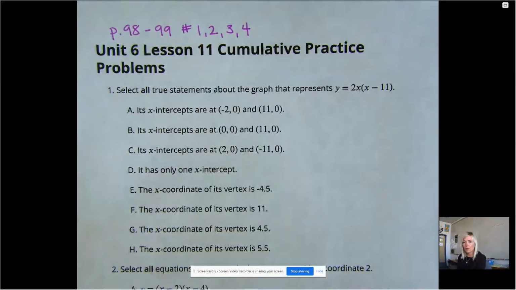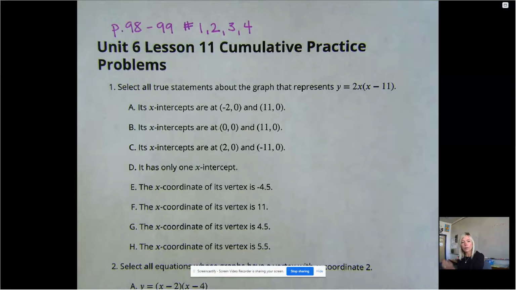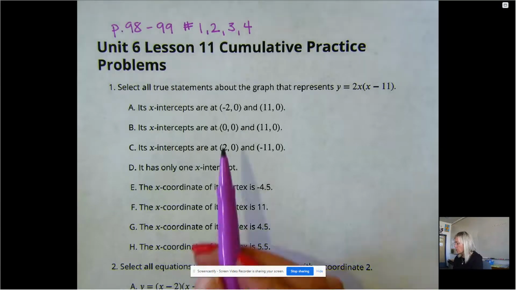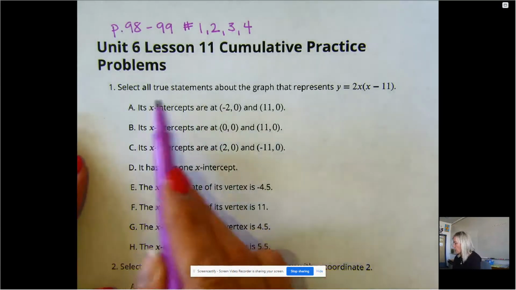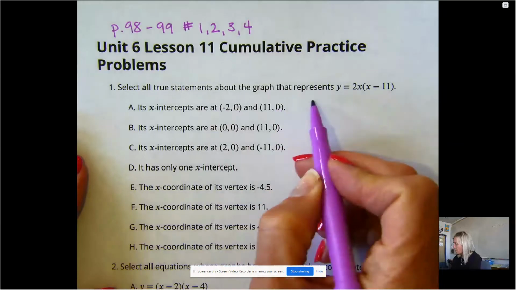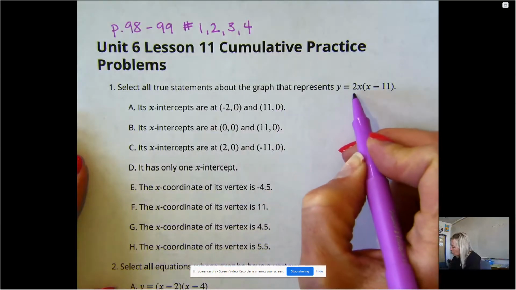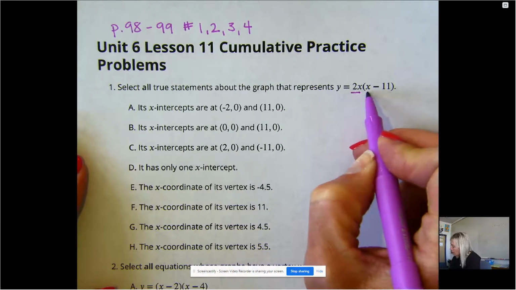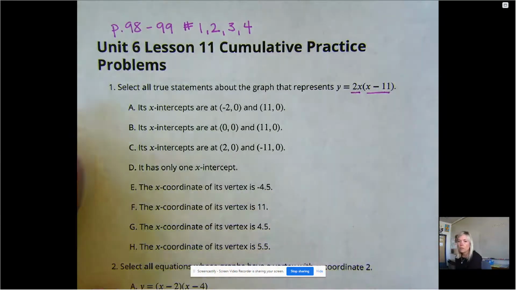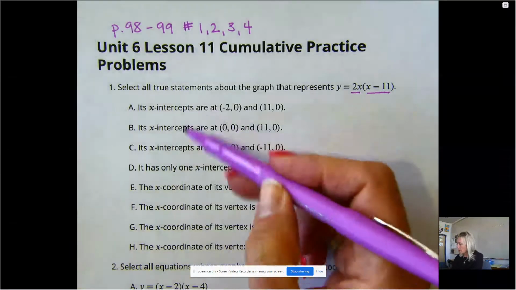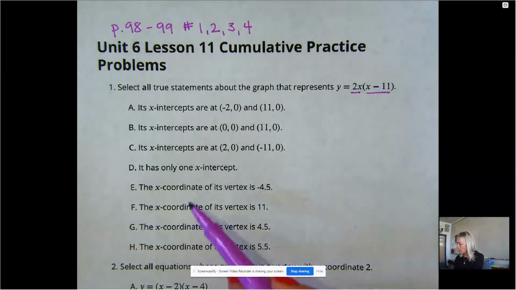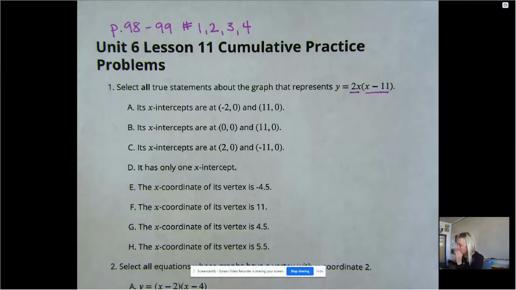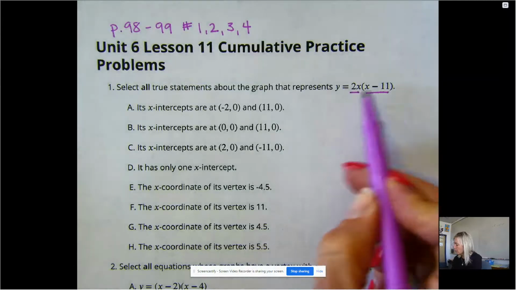So in today's lesson, we focused on some more parts of graphs of quadratic functions. And so the first question, select all true statements about the graph that represents y equals 2x times x minus 11. So these statements are all about x-intercepts and the x-coordinate of the vertex. And so let's just look at this equation here.